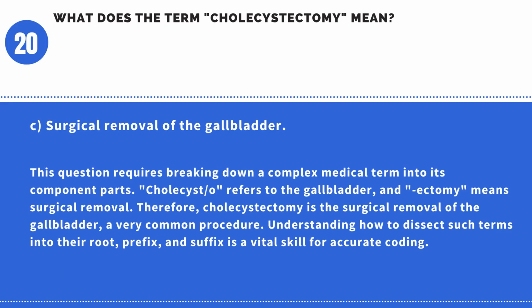Answer C. Surgical removal of the gallbladder. This question requires breaking down a complex medical term into its component parts. Cholecyst/o refers to the gallbladder, and ectomy means surgical removal. Therefore, cholecystectomy is the surgical removal of the gallbladder, a very common procedure. Understanding how to dissect such terms into their root, prefix, and suffix is a vital skill for accurate coding.